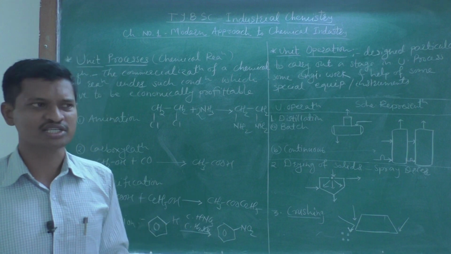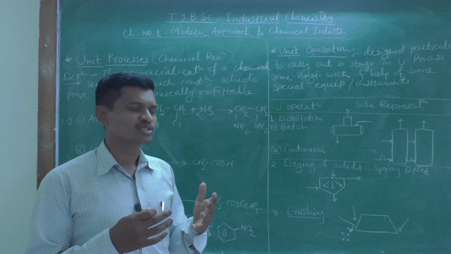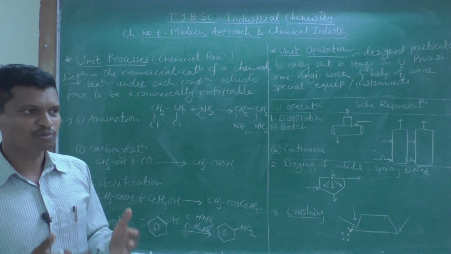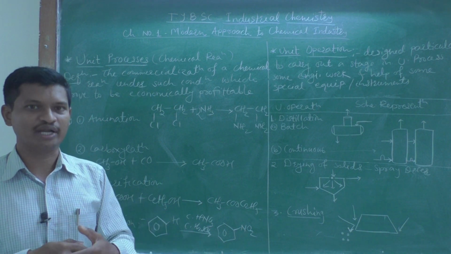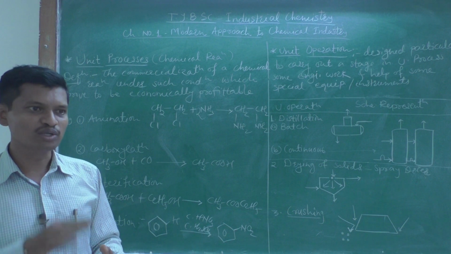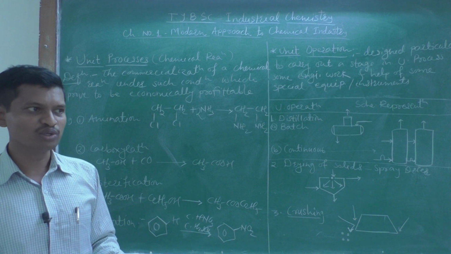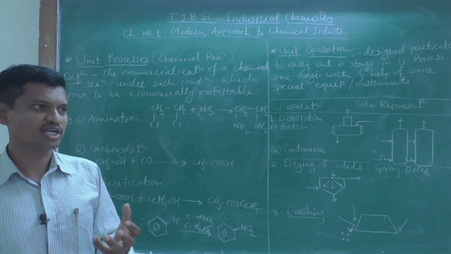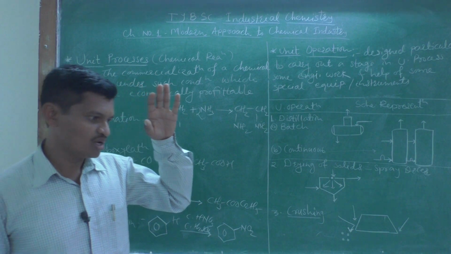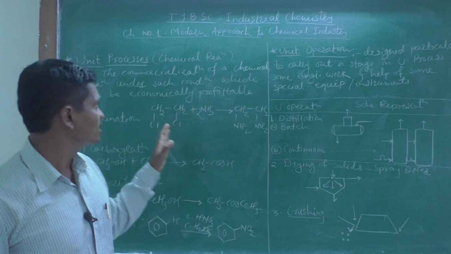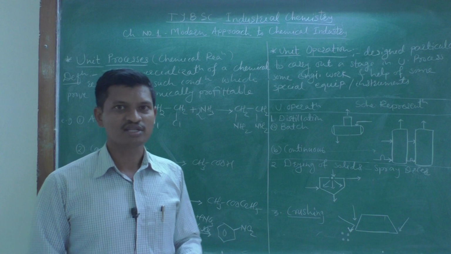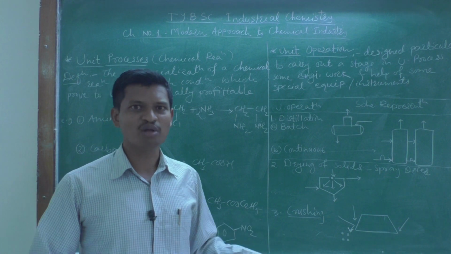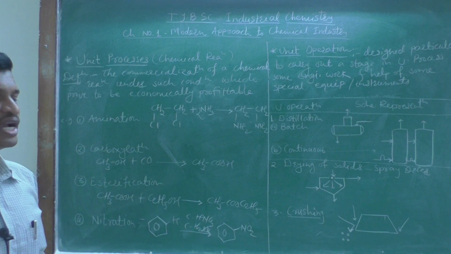In many chemical industries, some of the unit processes and unit operations may be combined to reduce the cost of the material, or we can say to control cost cutting. For the cost cutting issue, some of the unit processes and unit operations are combined together and carried out in the chemical industry. So this is all about unit processes and unit operations.